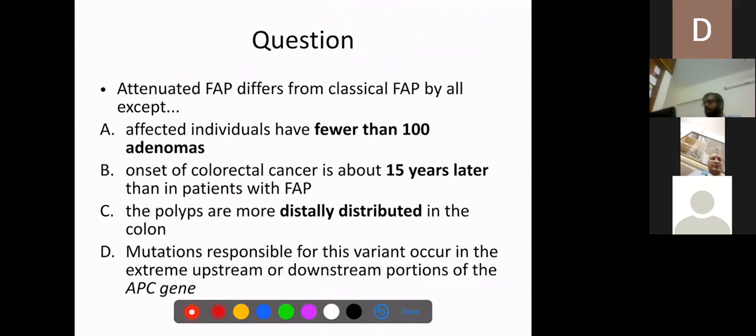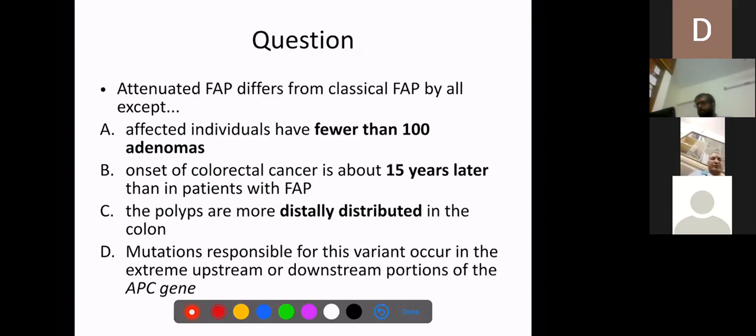Attenuated FAP differs from classical FAP by all except. Can anyone answer? Can you answer, please? Anyone can answer? I'm waiting for at least one answer.